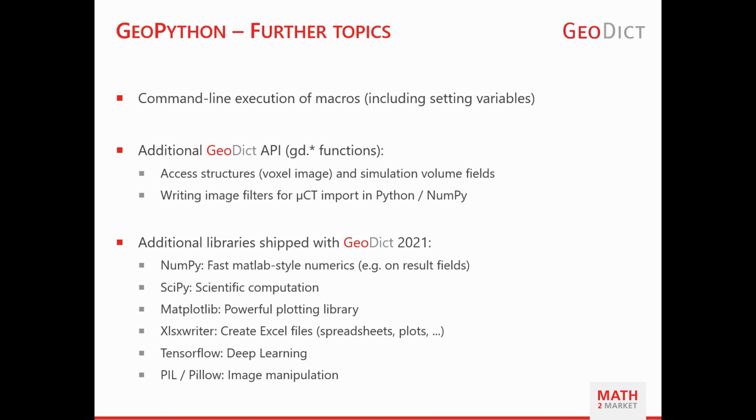And there's the Matplotlib library, which we used before for plotting. Again, all the documentation can be found online for that. There's the XLSX writer, which allows you to create Excel files from within GeoDict. There's the TensorFlow library, which you can use for deep learning applications, and which we also use in FiberFind AI, BinderFind AI, GrainFind AI, and the new GeoDict AI module. And there is the Pillow library for image manipulation. This, for example, allows you to render several plots and then put them together to a collage or something using that library.